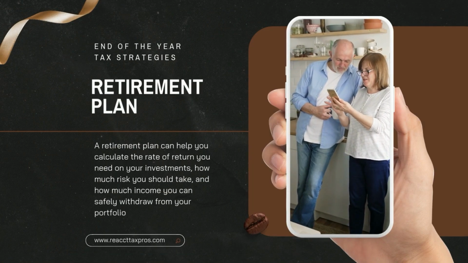Number 4, I want them to purchase a retirement plan. I usually recommend that they purchase either a solo 401k or an SEP IRA. Now I'm going to give you a quick example of what I just spoke about.